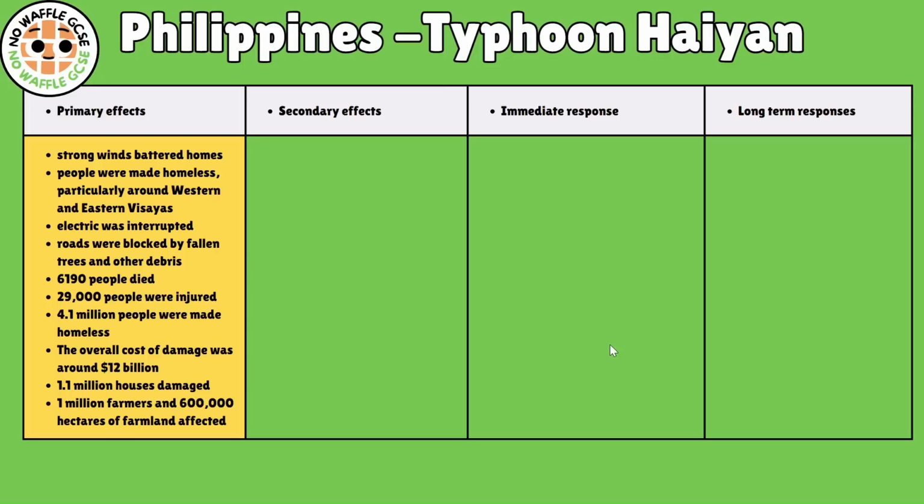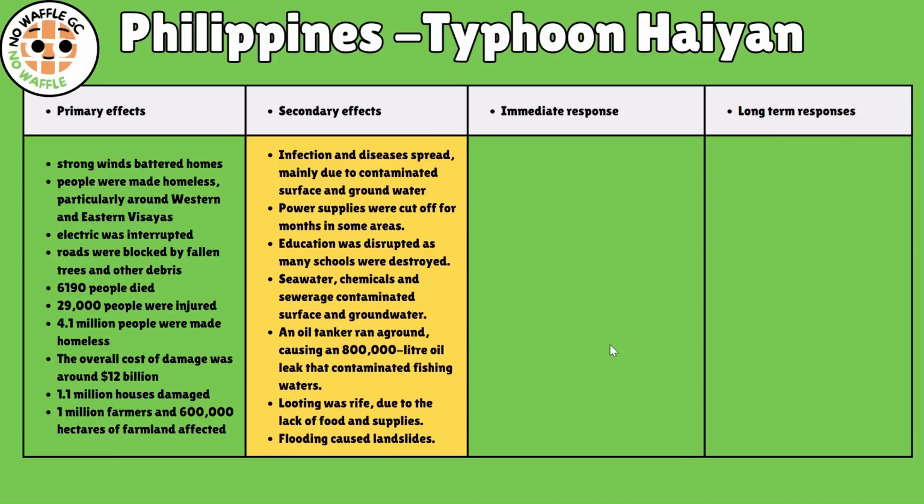So, primary effects: there were very strong winds, people were made homeless, electricity was interrupted, roads were blocked, there were obviously 6,000 deaths and 29,000 injuries, 4.1 million people were made homeless. There was the average cost of damage of 12 billion. Note, you don't have to remember all of these figures. I would say just at least three from each column is probably the maximum you need to do. There was a massive impact also on the crops and farming, as they were a central producer of rice, and that was severely inhibited. So you could actually see the long-term economic impacts from that typhoon.